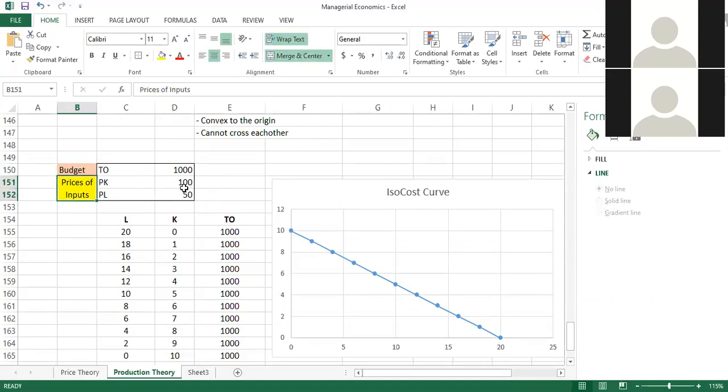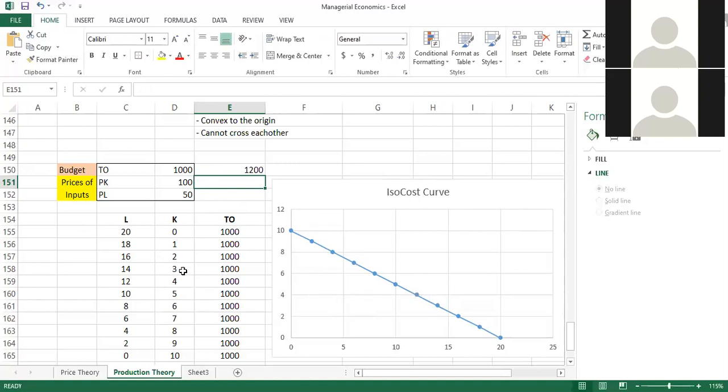Suppose while the prices of the inputs remain the same, the company's budget increases. They increase the budget to 1,200. Now, what will happen to this iso cost curve? It will shift upward. There will be an outward shift of the iso cost curve.